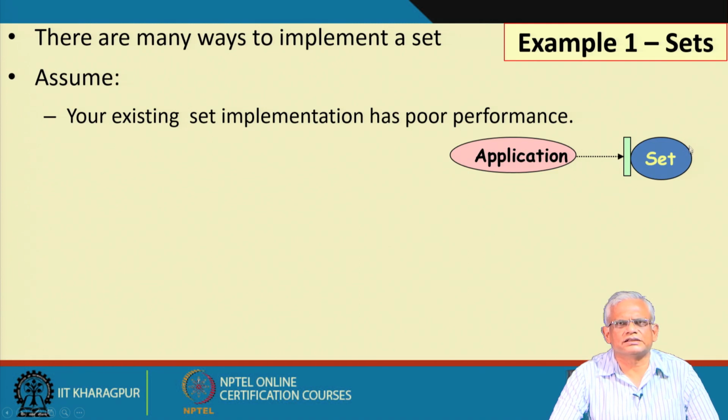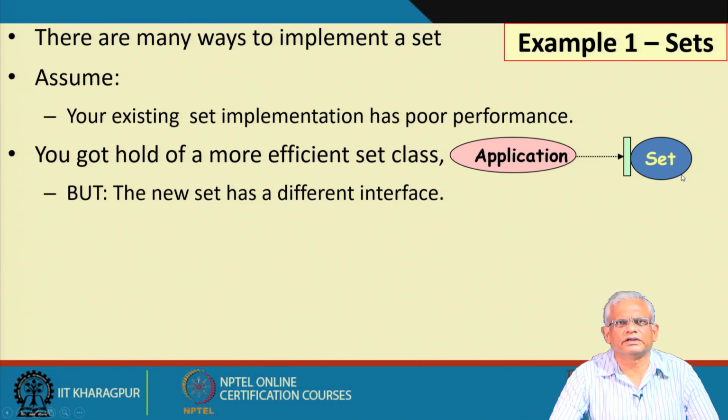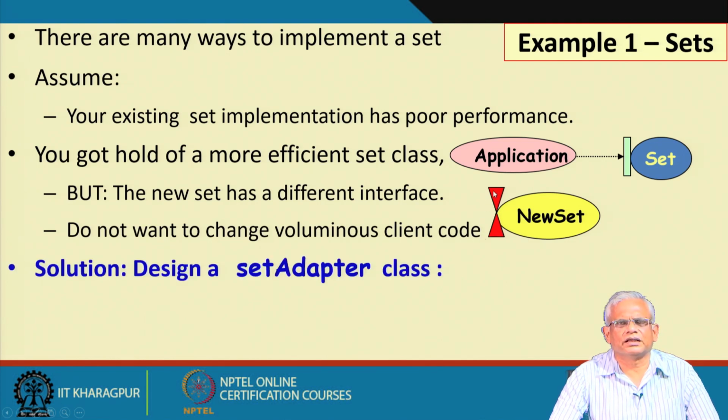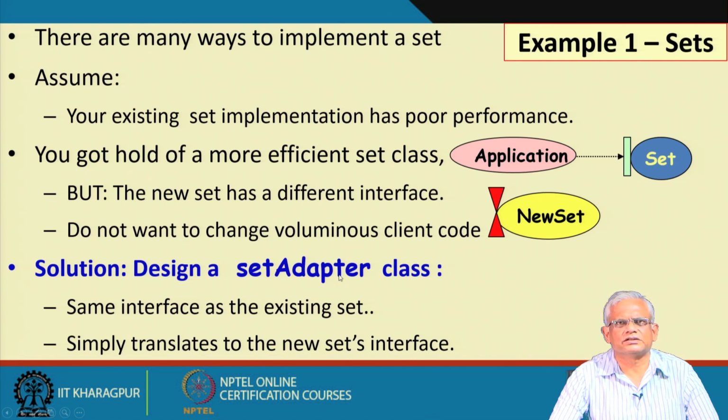So, this is the set class that we are using. It had some interface, but then the set class was not really very efficient, and we got hold of a more efficient set class, but it has a different interface. So, this is the new set class having a different interface. Now, we do not want to change the application code, but we want to make it work with the new set. How do we do it? We use the set adapter class. It has the same interface as the target, but it translates any call made on the target interface into the new set's interface.